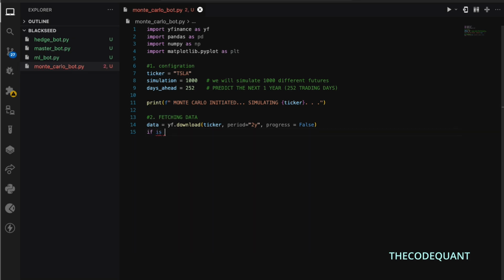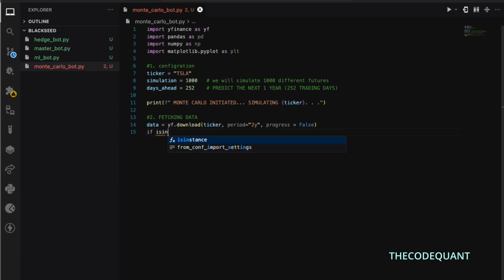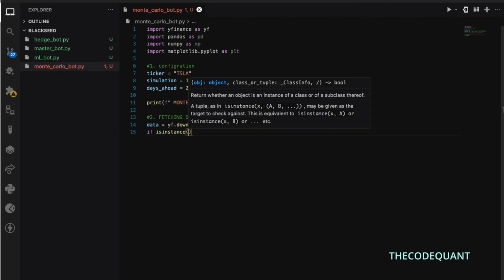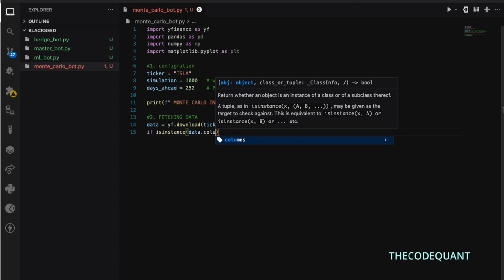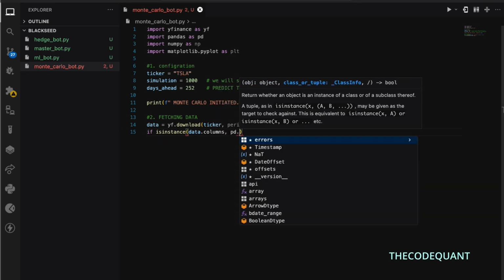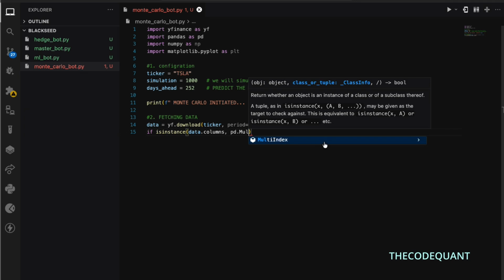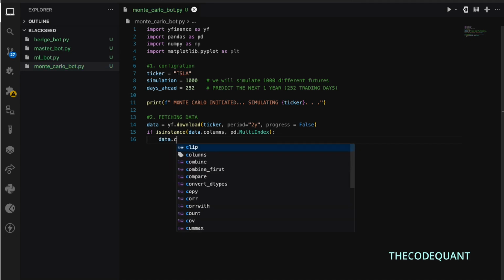So the next thing will be fetching the data. How do we fetch data? We fetch it through Yahoo Finance. As you can see on line 14, we have used yfinance download. Then we pass the ticker, because Tesla is the main ticker, with a period of 2 years, and set progress equals false. Then we check if the data columns are an instance of pd.MultiIndex. This line is used to get all the previous data which will be used in the code for the given functions.